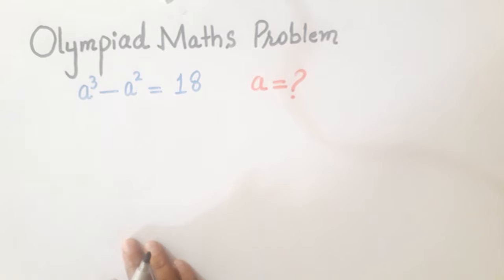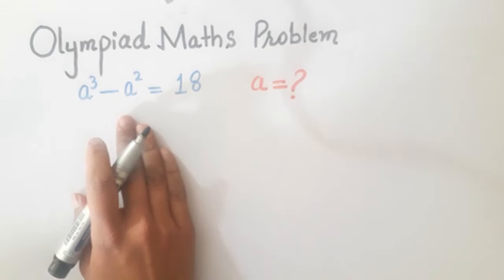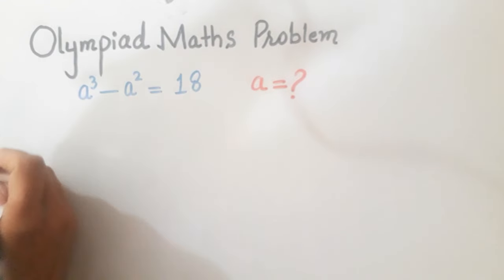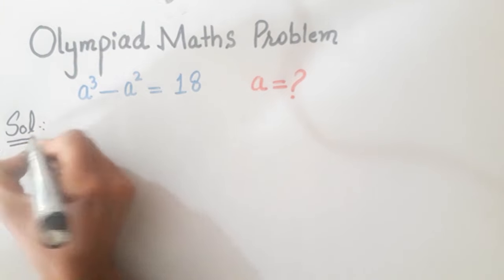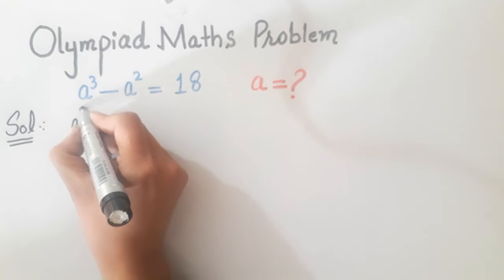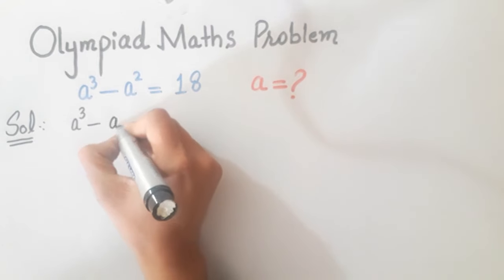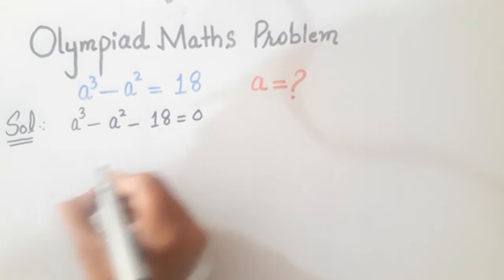In today's video, we will solve a very interesting Olympiad math problem, that is a cube minus a square equals 18. You have to find the value of a. For this purpose, we will solve this as, consider a cube minus a square minus 18 equals 0.